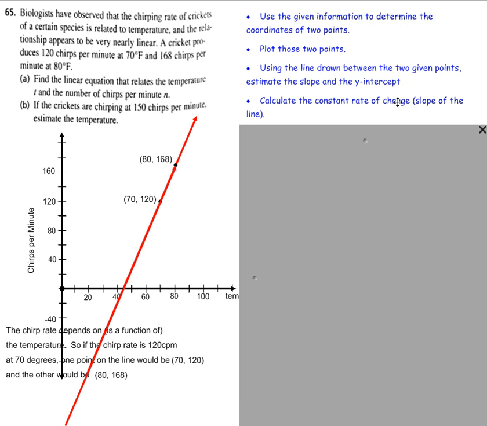And the rate of change, the constant rate of change, if you will, appears to be somewhere, well, we're going from 120 to 168. So that's just under 50, and this is a 10-degree change. So I'm going to say that the rate of change, or the slope, is going to be around 5 chirps per minute per degree. Probably a little less than that because of this 168 piece.